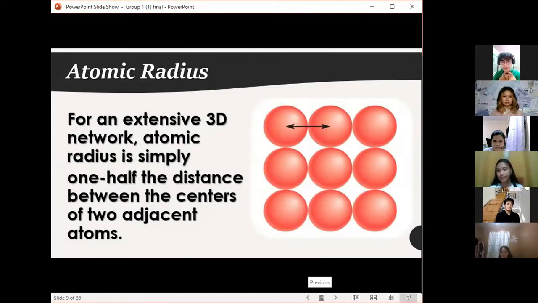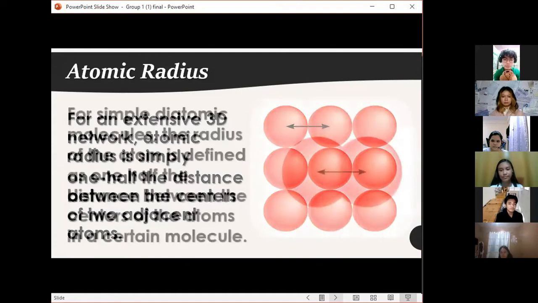And for atoms linked together to form an extensive three-dimensional network, as illustrated here, this is an example of beryllium, a metal. Atomic radius is simply one half the distance between the nuclei of two neighboring atoms. And as you can see, the arrow signifies the distance.